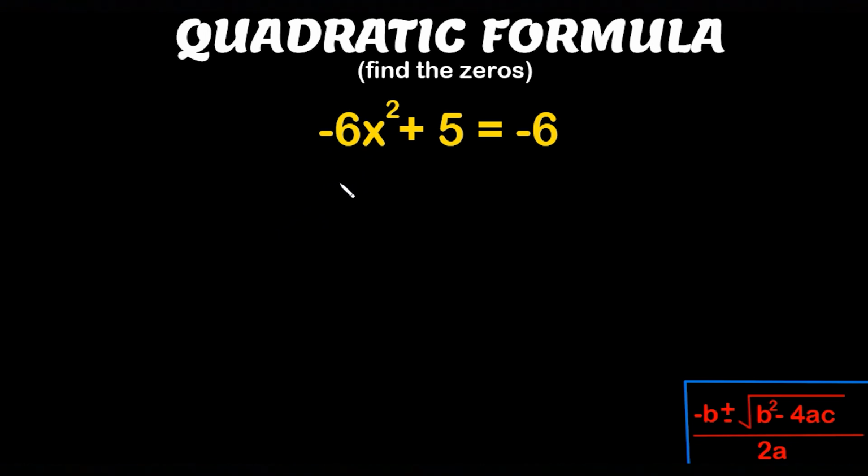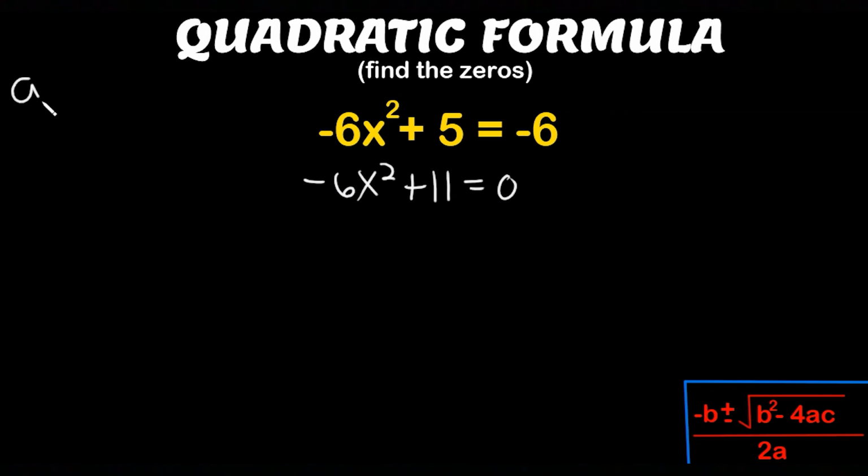So our first step, we have to set it equal to 0, meaning I have to take this negative 6 here and move it over to the left-hand side. I'm going to have to add 6, okay? So doing that, I get the following. I get negative 6x squared, and I'll get plus 11 here, okay, equal to 0. All right, now we can list out our coefficients.